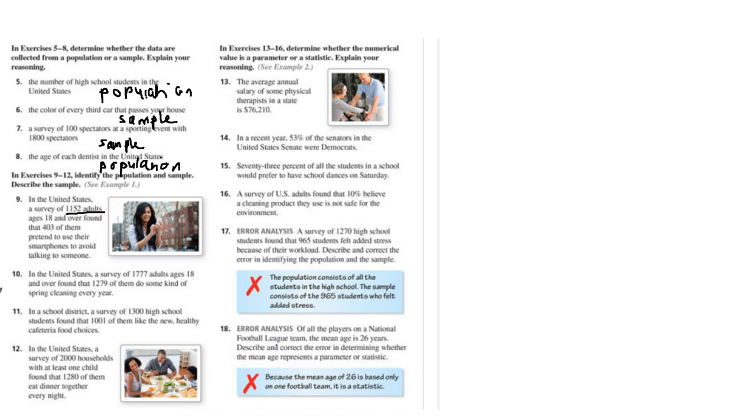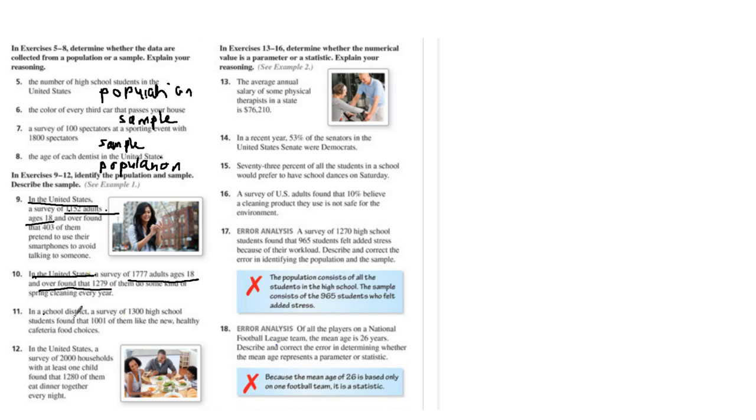Population, actually, no. Population, United States. Sample, 1,152 adults, age 18. And in the sample, 403 of them pretend to use their smartphones to avoid talking to someone. Right? Population, United States. Sample, 1,777 adults of age 18 and over, and 1,279 of them do some kind of spring cleaning every year.